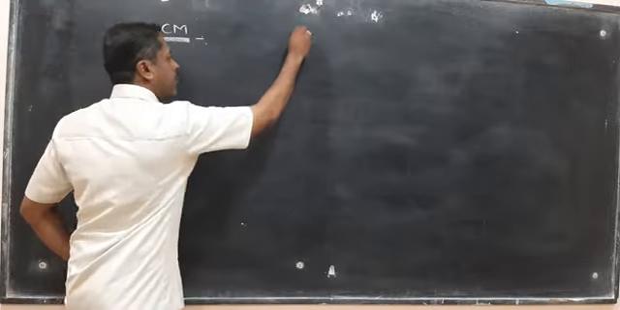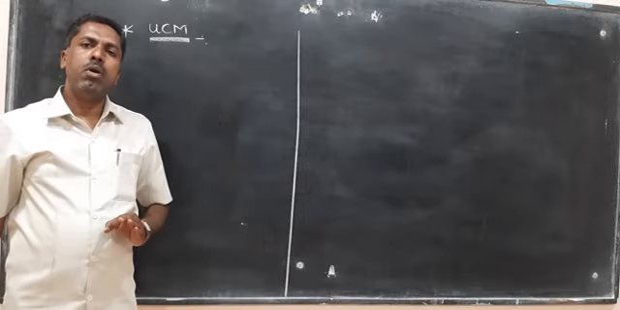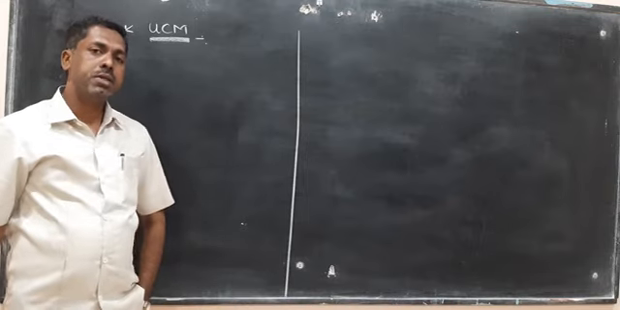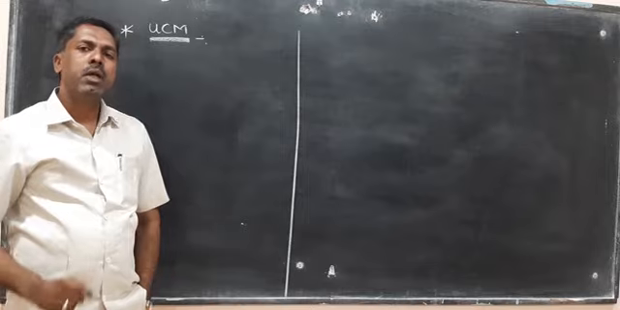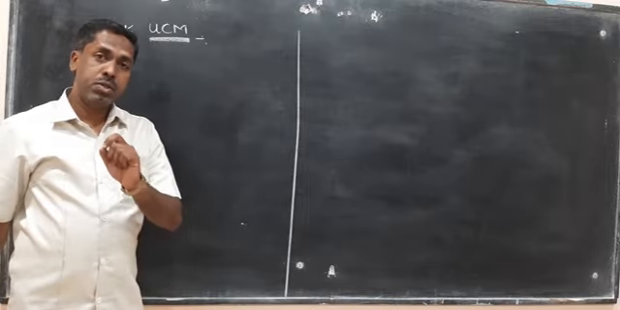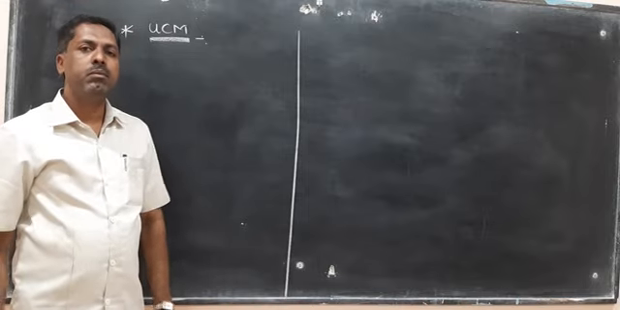UCM, the magnitude of velocity does not change. Important point. In UCM, the magnitude of velocity does not change, but there is a change in the direction of velocity. Okay?